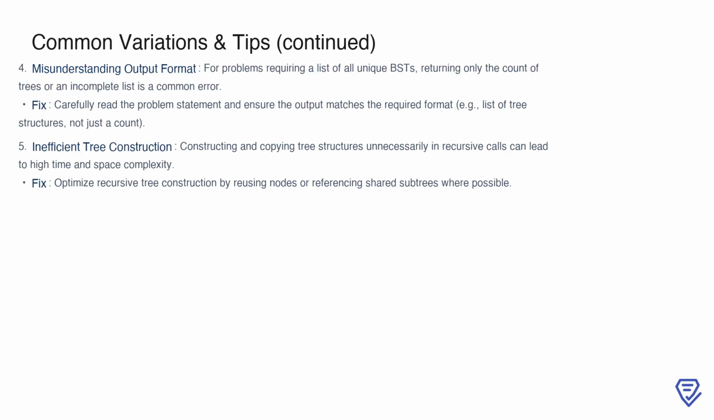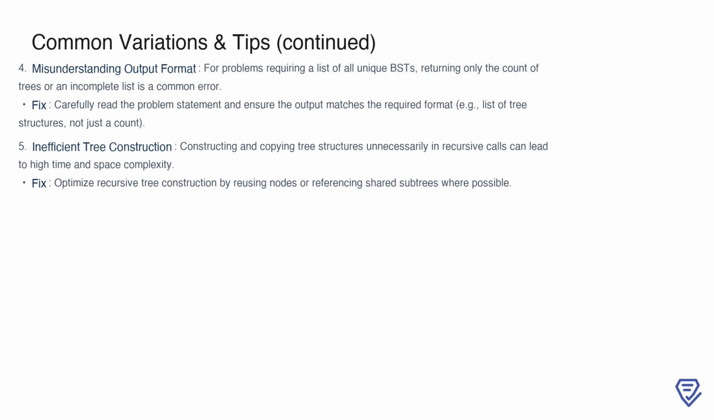Another mistake to be aware of is misunderstanding the output format. For problems requiring you to return a list of all unique BSTs, it's important not to confuse this with simply returning the count of trees or providing an incomplete list of structures. Carefully reading the problem statement and ensuring your output matches the expected format, such as generating full tree structures, not just their count, is vital.